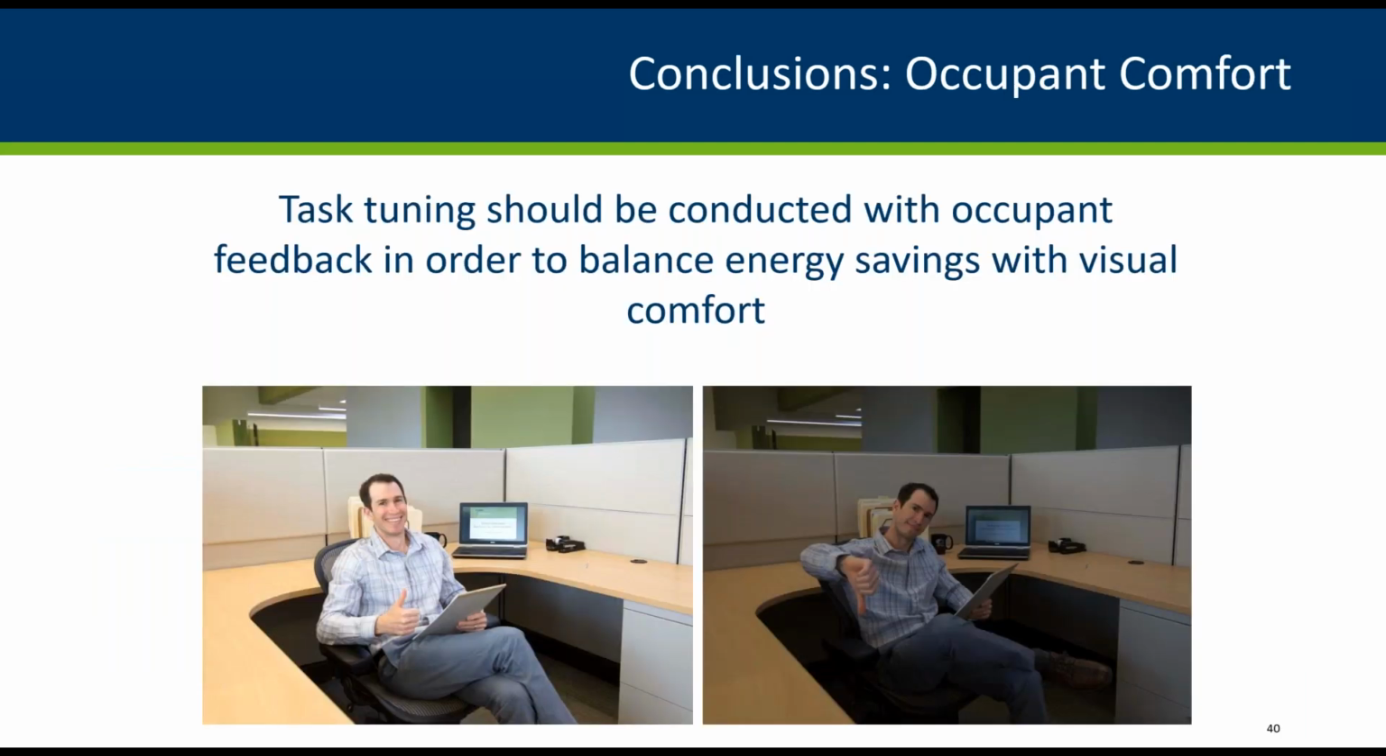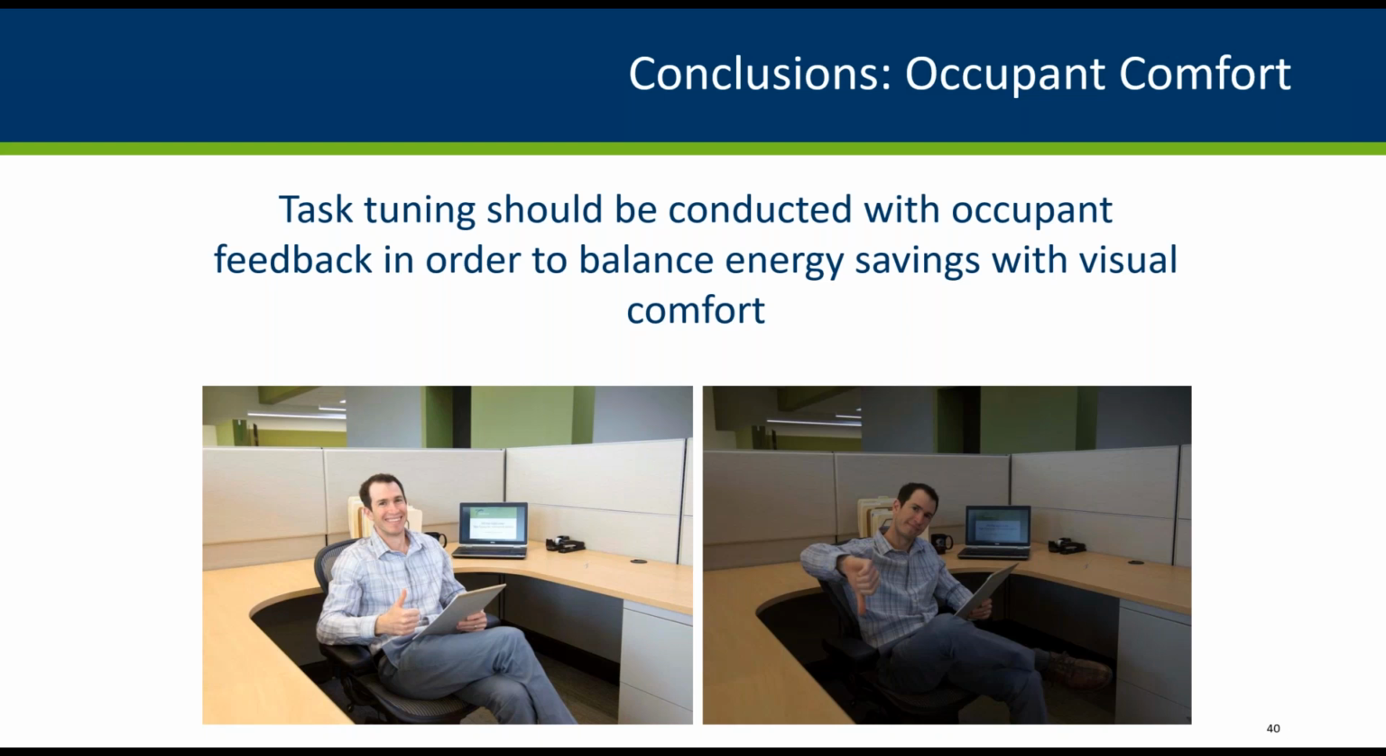So task tuning is essentially a trade-off between energy consumption of a lighting system and light levels in a space. When performing task tuning, it is important to balance energy savings with occupant visual comfort, as tuning that is too aggressive could result in high energy savings, but at the expense of occupant satisfaction. Complicating this balance is the fact that occupants perceive light levels differently, both among individuals and under varying situations.